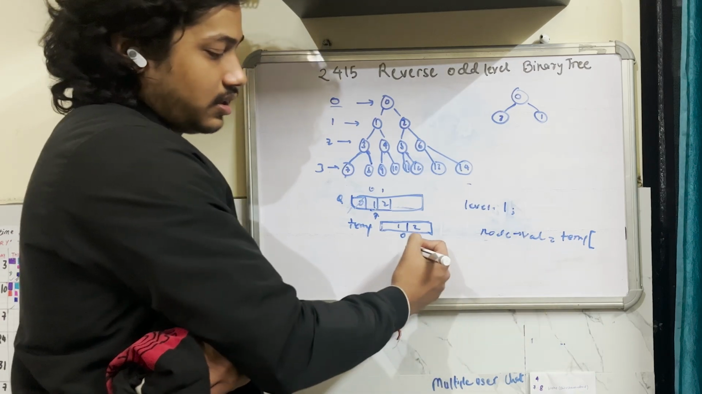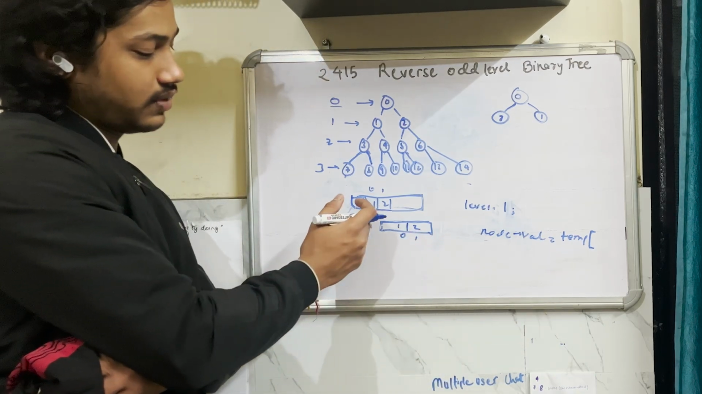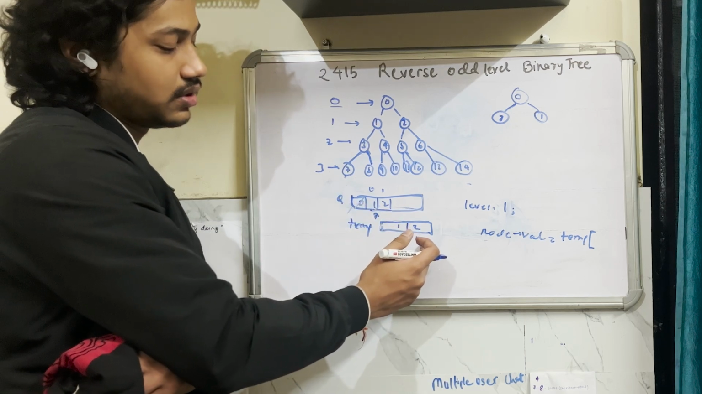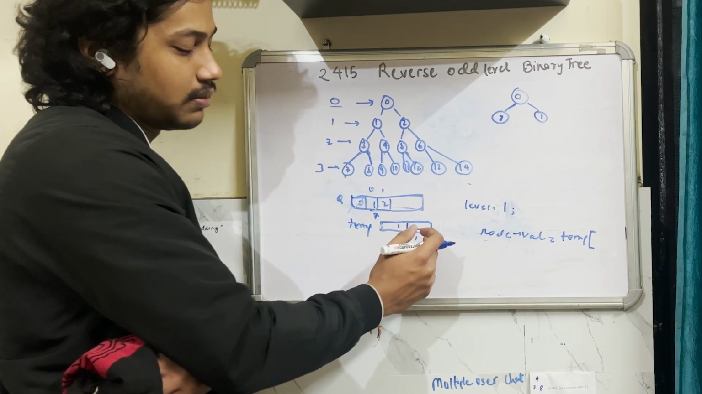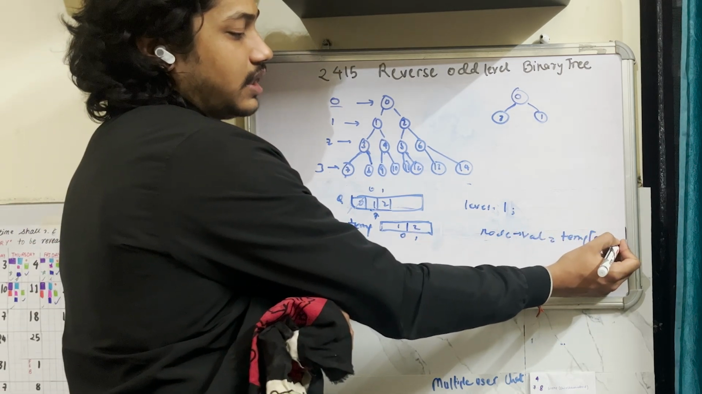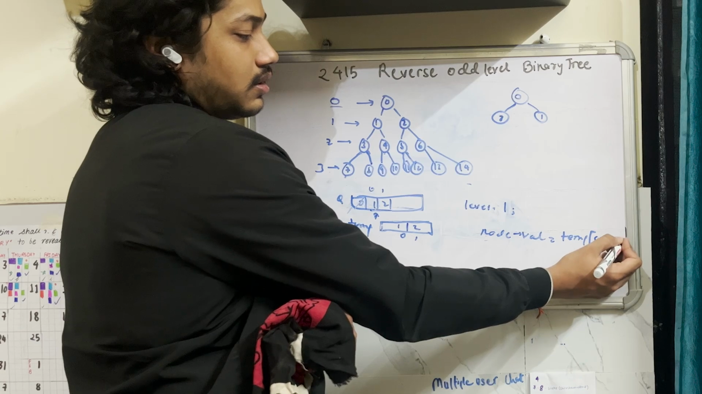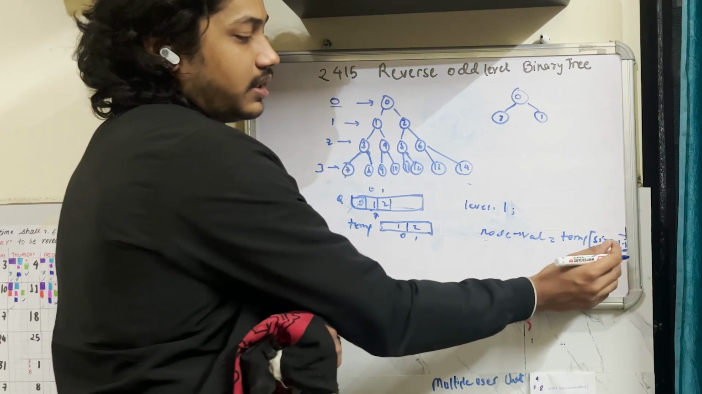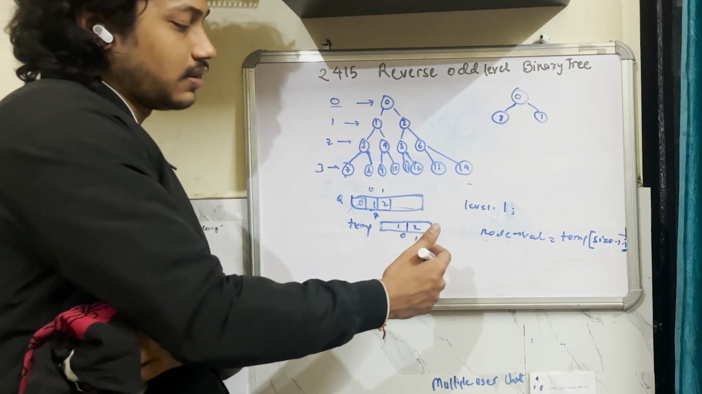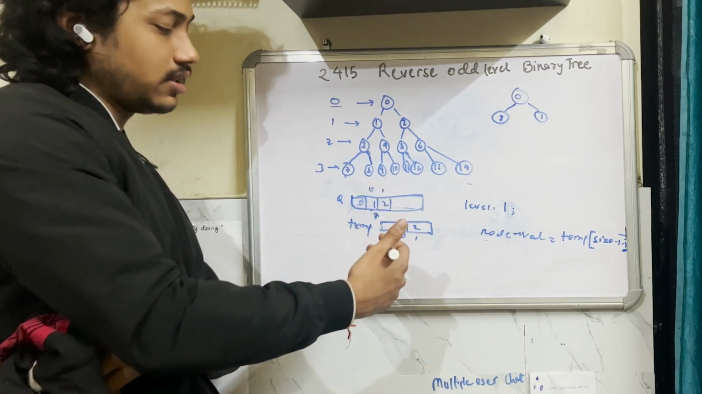Temporary size, like if you are at this position, you want to basically get here. So how you get to size minus 1 minus i? If you can't understand this, I'll recommend you just watch the zigzag traversal video. It will make it more clear.